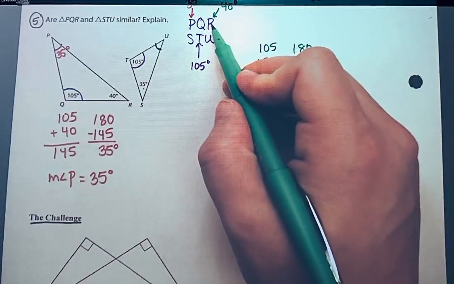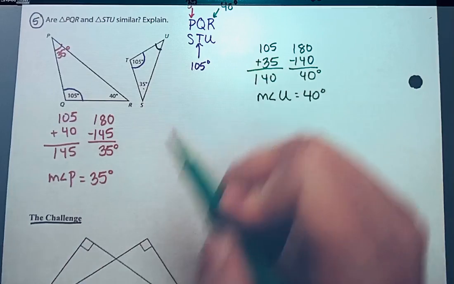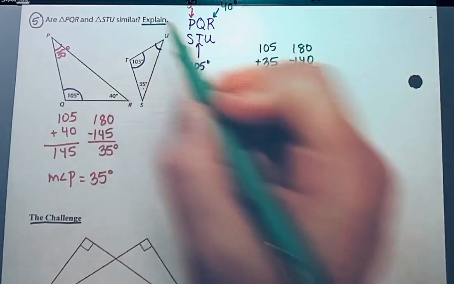Is R 40 degrees? Yes. Is U 40 degrees? Yes, it is. So they are similar, because the angle measurements are congruent to each other. And we're going to write that as a statement because it's telling us to explain right here.